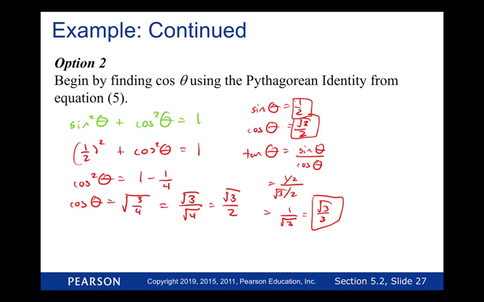Okay? So then if we have these, what's the reciprocal of sine? Which trig function? Cosecant. It's okay. Cosecant theta, so what's that going to be? 2 over 1. What's the reciprocal of cosine? Secant. It's okay. Secant. That's going to be 2 over root 3, which becomes 2 root 3 over 3. Okay, I think we got that.